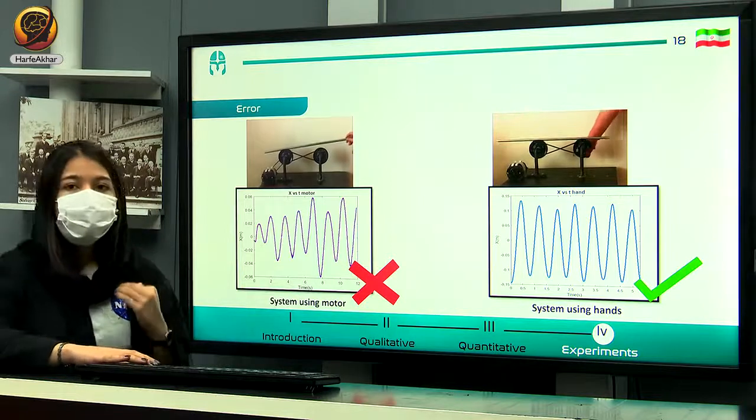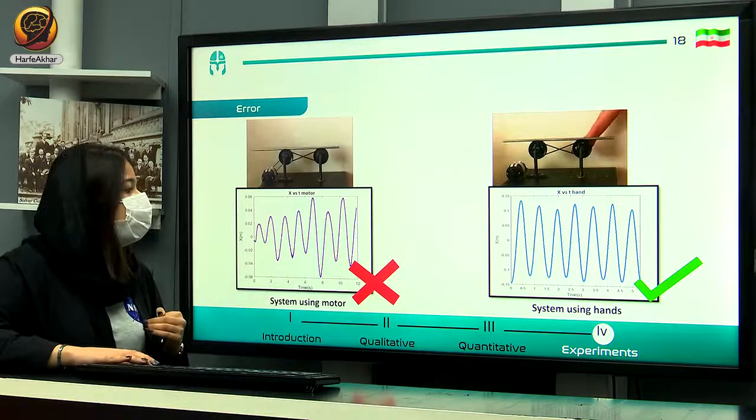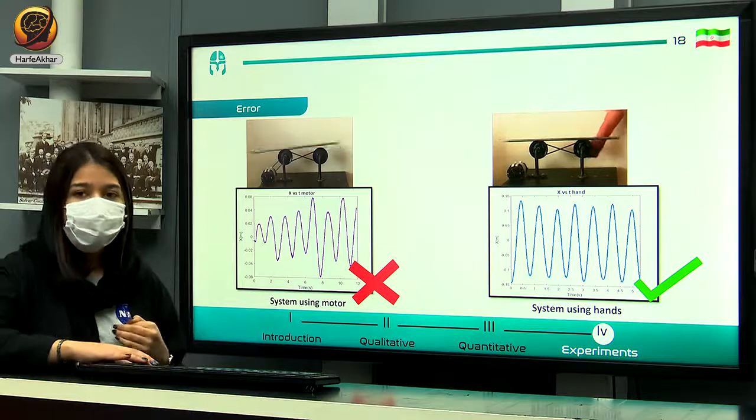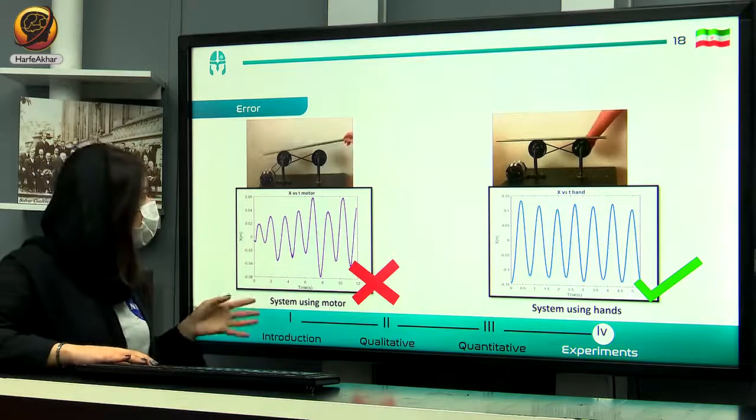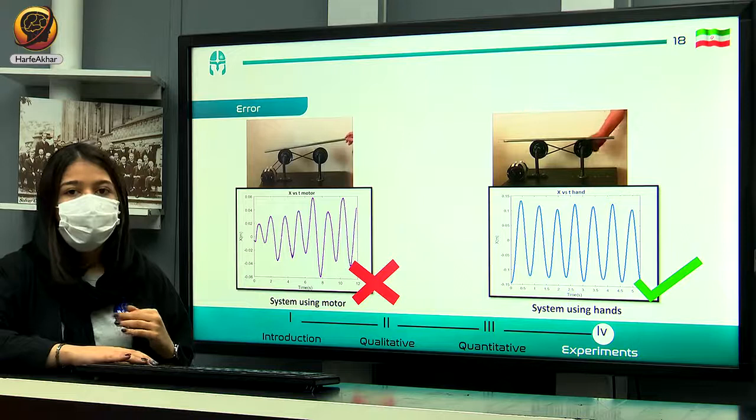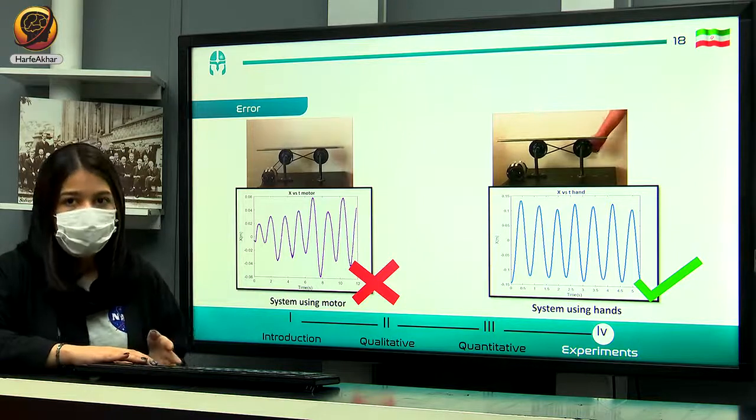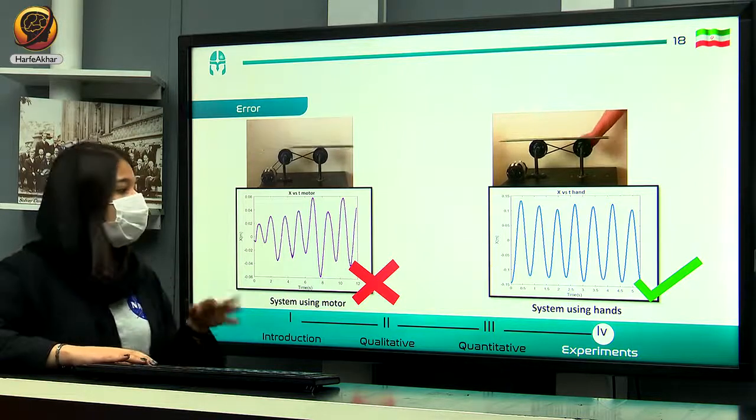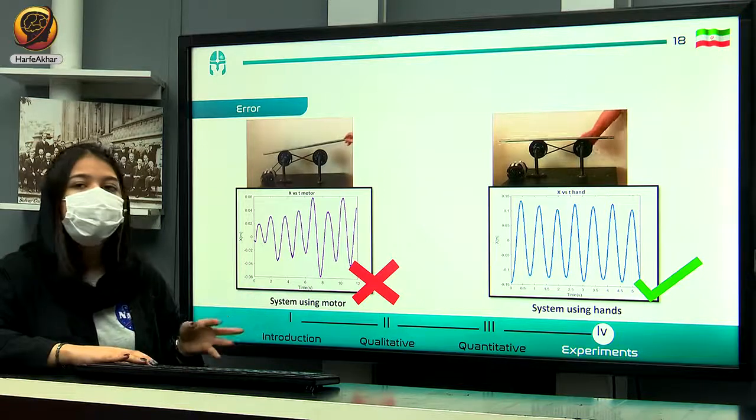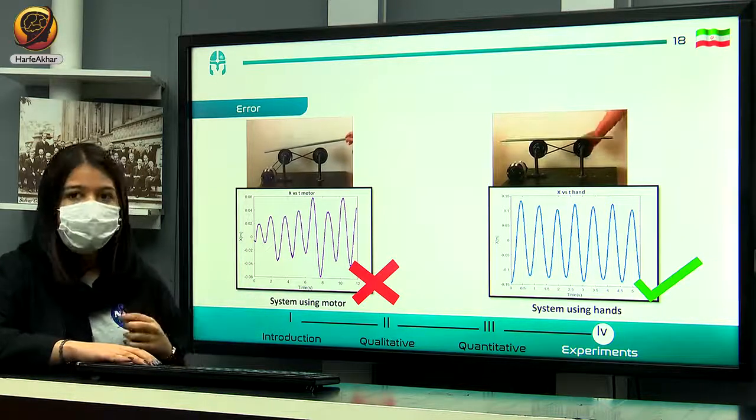But as I already mentioned, because the cylinder's speed cannot affect the frequency, when I used the system with motors, the frequency didn't change and it was correct, just the domain was not constant. So I took my data with both the hand and motor devices in order to make sure about the frequency number.